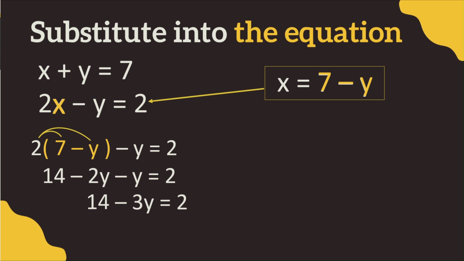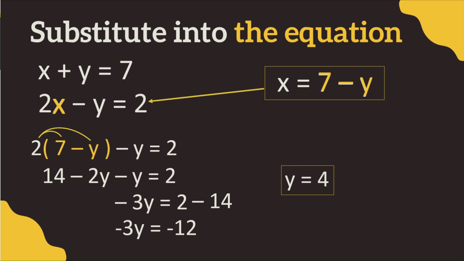Next, subtract 14 from both sides. This gives us minus 3y equals minus 12. Finally, divide both sides by minus 3, giving us y equals 4. We've now found the value of y.